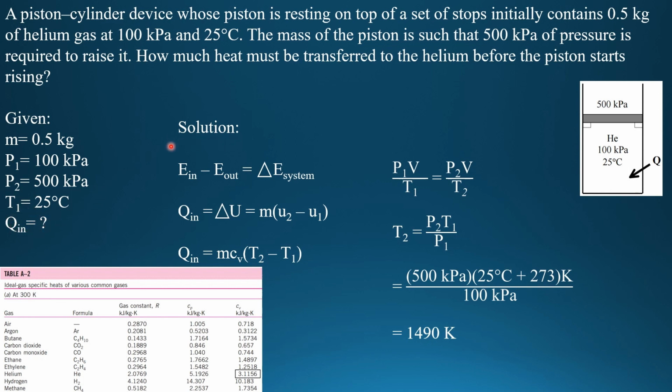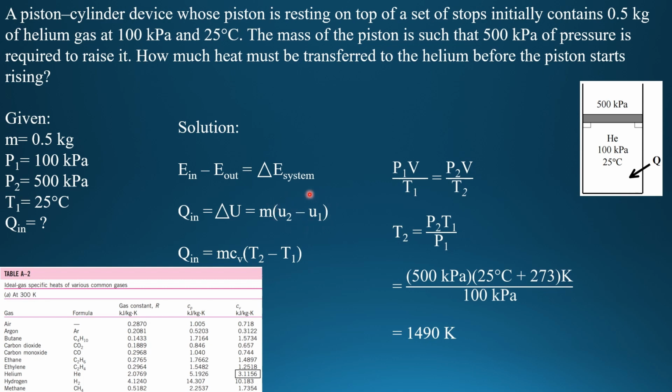Here is the solution. We have here the equation: energy input minus the energy output is equal to the energy change of a system. And since our system is stationary, the changes in potential energy and kinetic energy are zero. That's why we have this equation here: the Qin is equal to the change of internal energy, that is also equal to mass times the specific internal energy at point 2 minus the specific internal energy at point 1.